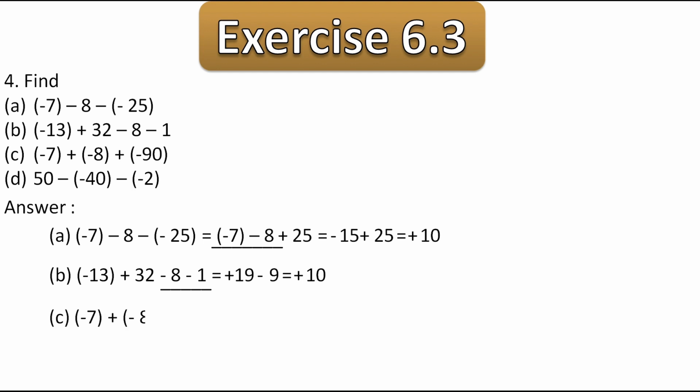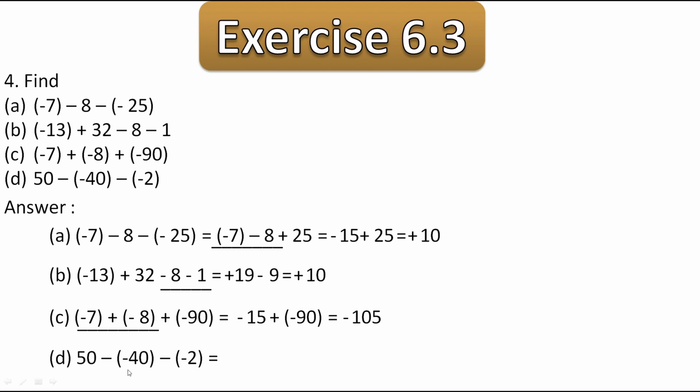Now let's solve the next one, that is minus 7 minus 8 minus 19. Okay, so here first we will solve the first part. Minus 7 minus 8. As both of them have the same sign, we will add up. 7 plus 8 is equal to 15, and as both of them have the same sign, we will give the sign as minus to the answer. Now we have minus 15 minus 90. As again both of them have the same sign, we will add up. 90 plus 15 is 105, and both of them have the minus sign, so the answer will also have the minus sign. Okay, now let's solve the D one.